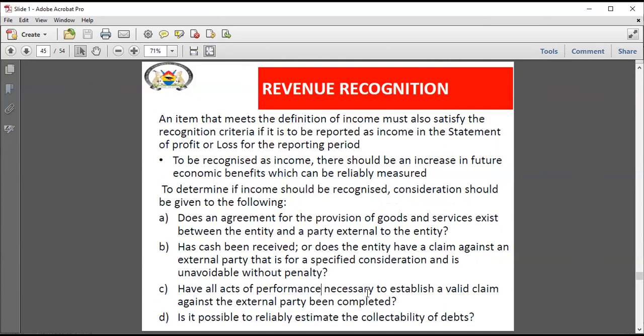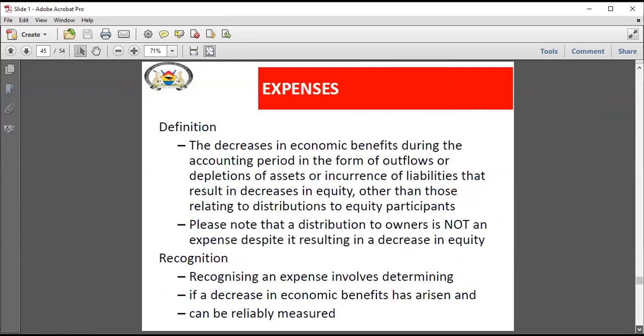Because there's something missing. For example, if you've not delivered, or you cannot estimate the value, or no cash has been received and you don't have any kind of claim against an external party, or there is no agreement, then you wouldn't go ahead to recognize. So that's saying, to determine if income should be recognized, the considerations have to be taken into account.